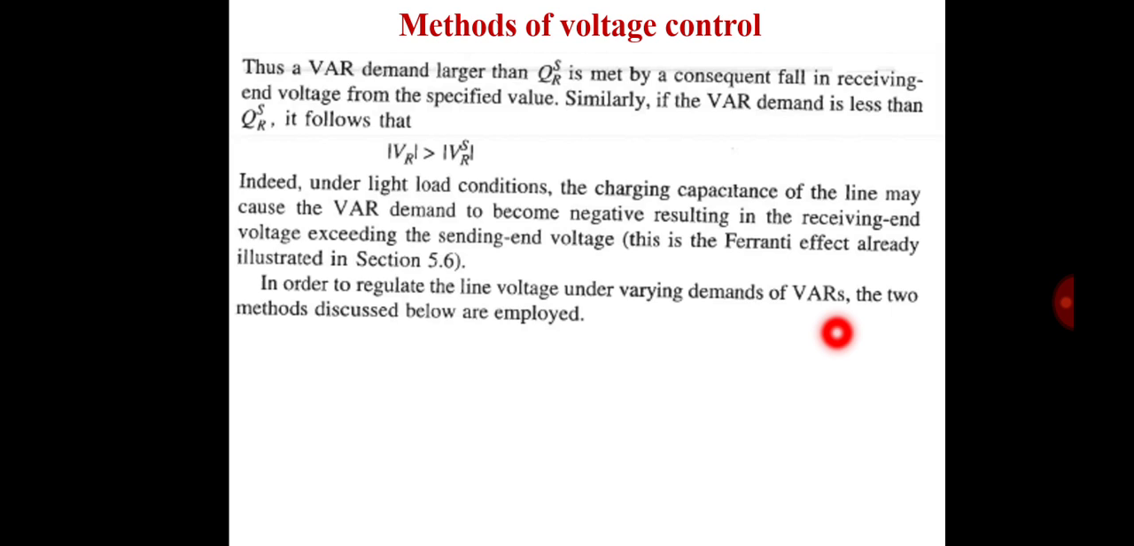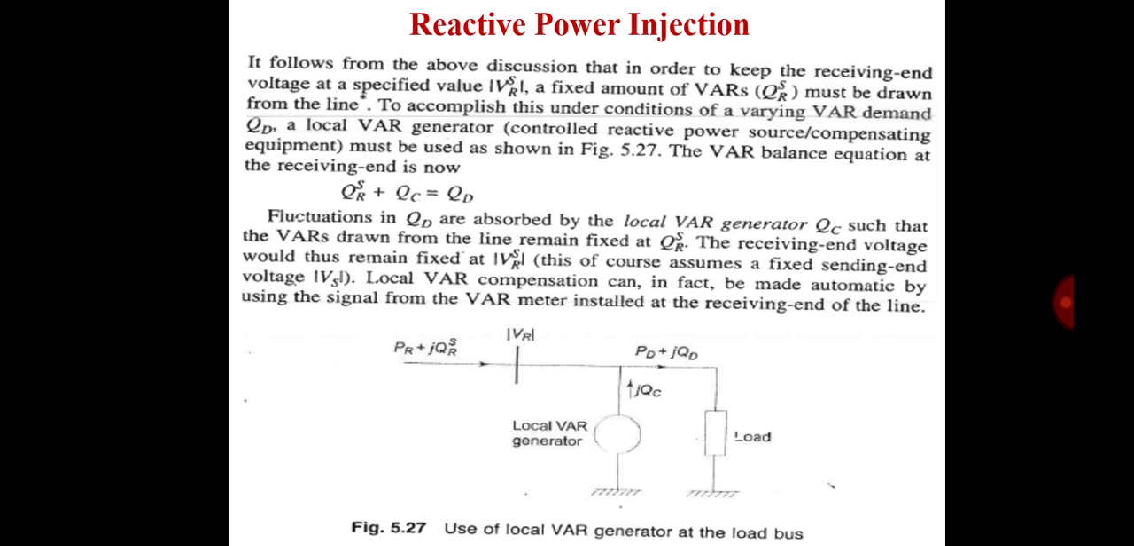Under light load condition, the charging capacitance of the line may cause the VAR demand to become negative, resulting in the receiving end voltage exceeding the sending end voltage. We already studied this in previous lectures. In order to regulate the line voltage under varying demands of VARs, the two methods discussed below are employed. First is reactive power injection.